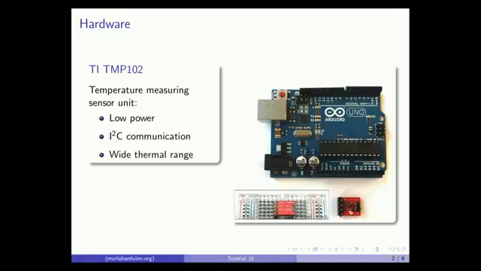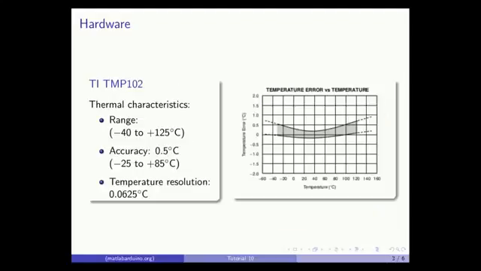We will be using the Texas Instruments TMP102, which is a low-power, 2-wire serial output digital temperature sensor that operates over a wide thermal range. As shown by the graph, the TMP102 is specified for operation over a wide temperature range of -40 to 125 degrees Celsius. The temperature is accurate to within half a degree up to 85 degrees Celsius, and has a resolution of 0.0625 degrees Celsius.